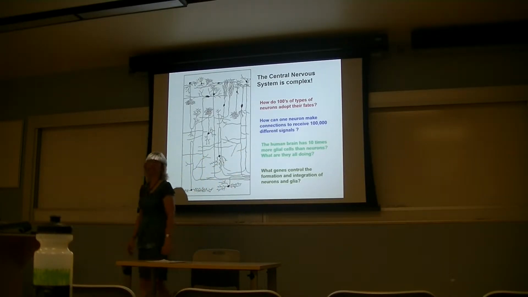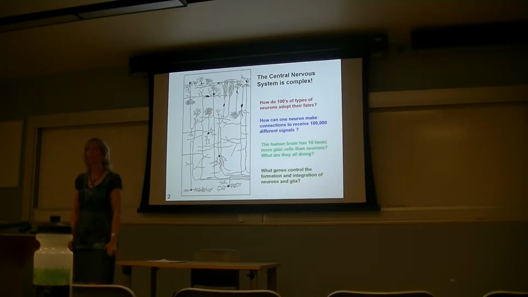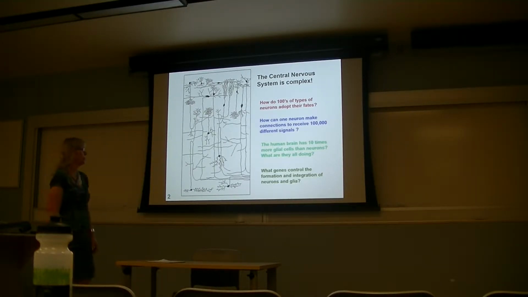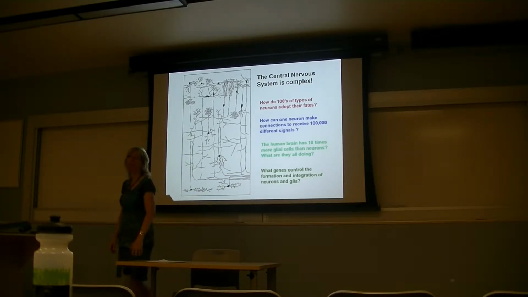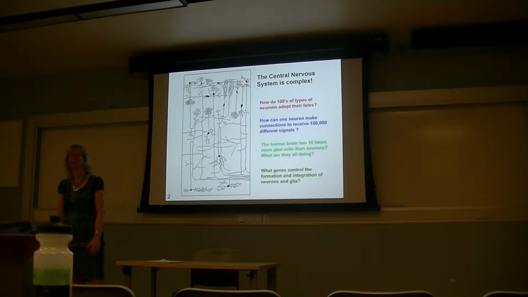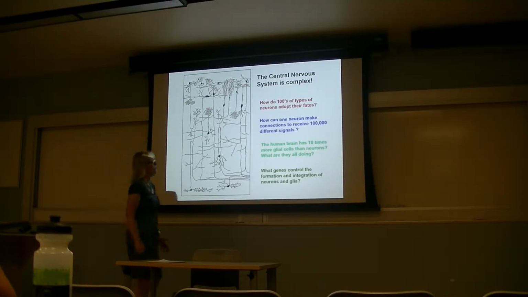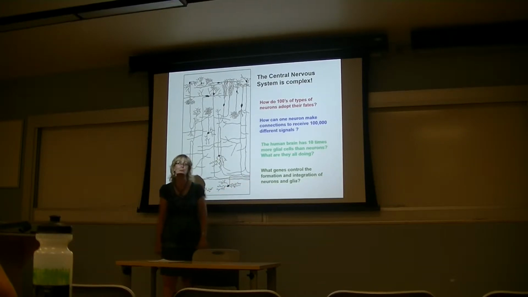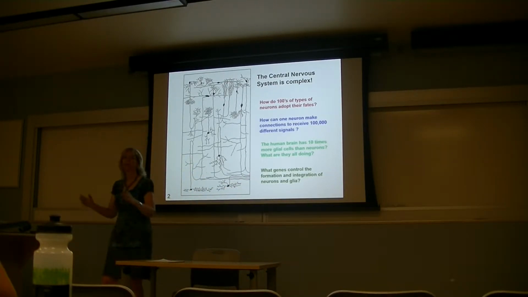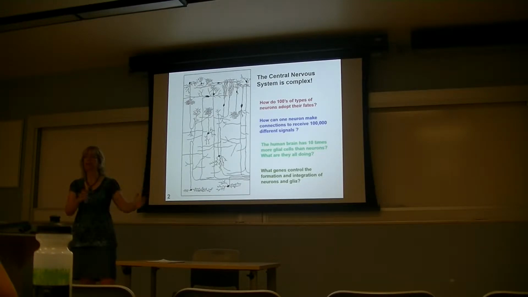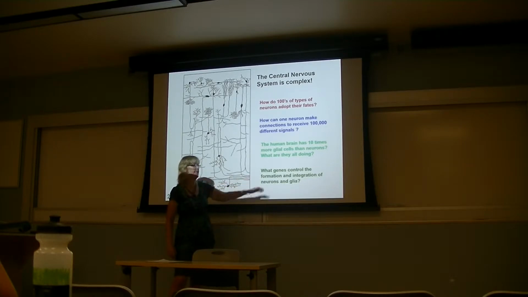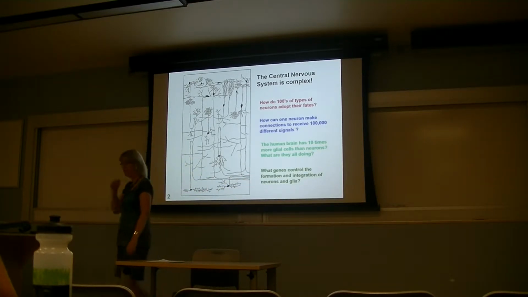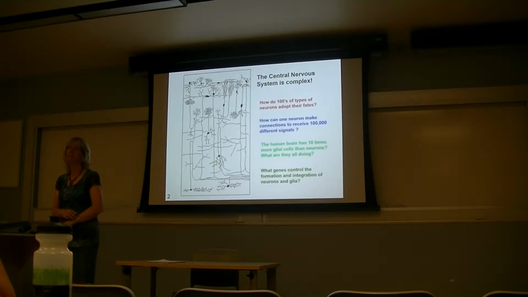And some of these cells, like the Purkinje cells, make a spectacular number of connections. What about all these glial cells? The brain makes 10 times as many glial cells as it does neurons, and what are they actually doing? And then what kind of genes are controlling this whole process from the embryo to the juvenile to the adult stage, to control the formation and the integration of these neurons and glia? So there are a number of different questions.